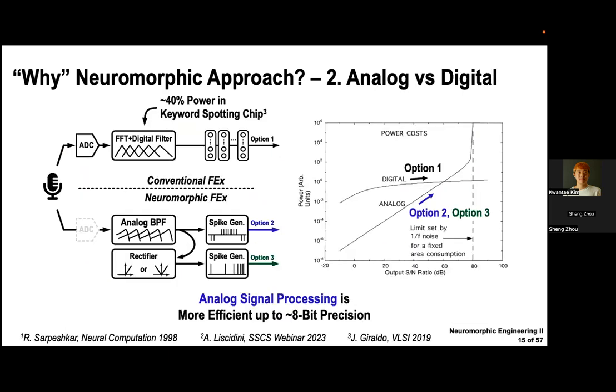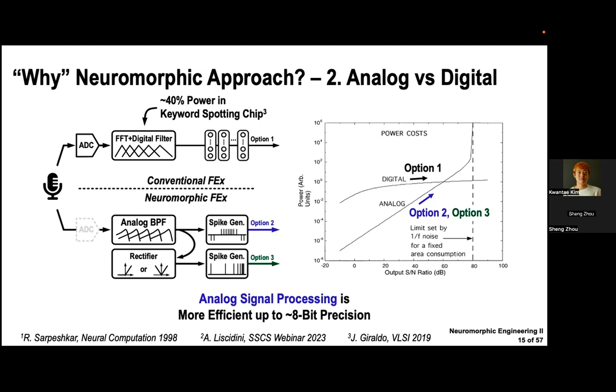So that was one of the number one motivations of the neuromorphic approach. The second motivation is implementing the same functionality using analog versus digital circuits. For example, we have seen that 40% of power is located in the feature extractor, and the right slide shows option 1, option 2 and option 3 for implementing the same functionality, which is the MAC, multiply and accumulate operation.